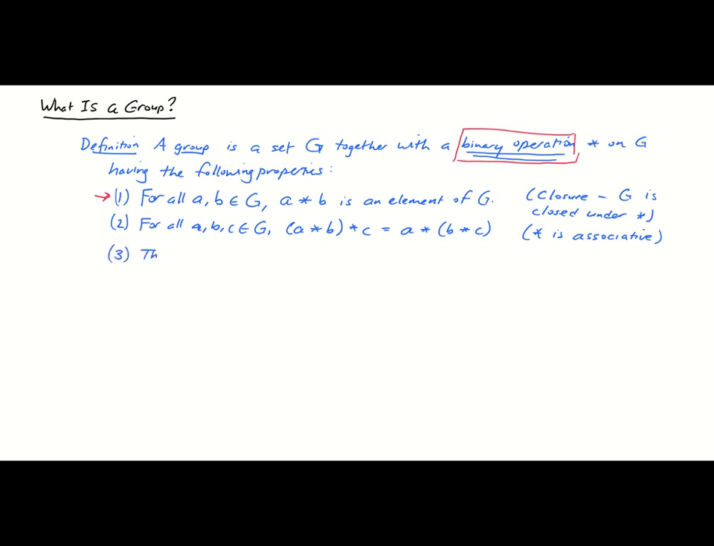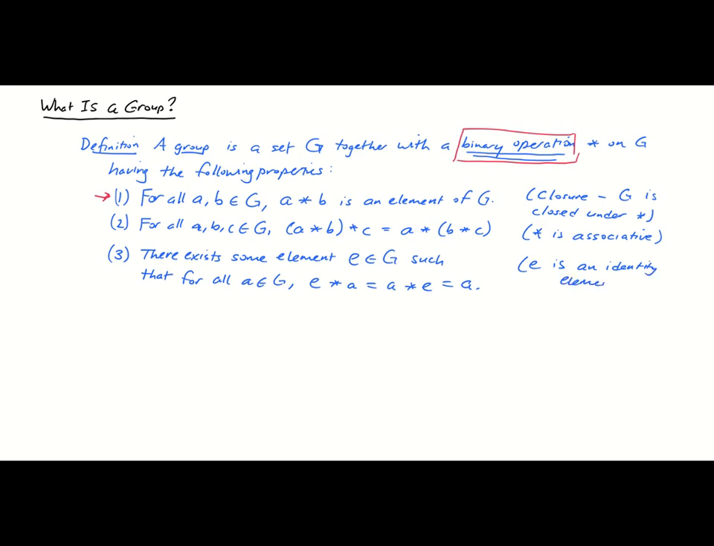All right, property 3. There exists some element E belonging to G such that for all A belonging to G, E star A and A star E are both equal to A. And if that's the case, then we say that E is an identity element. So E is an identity element for G.